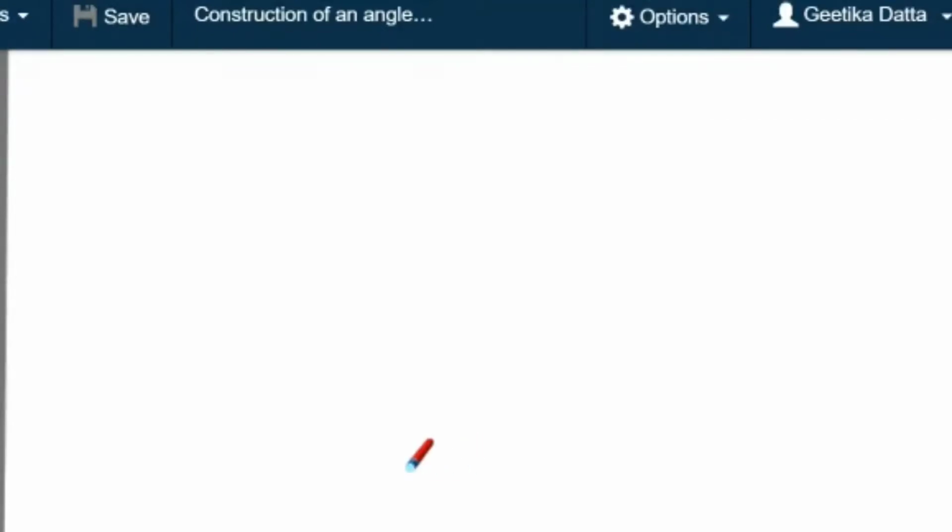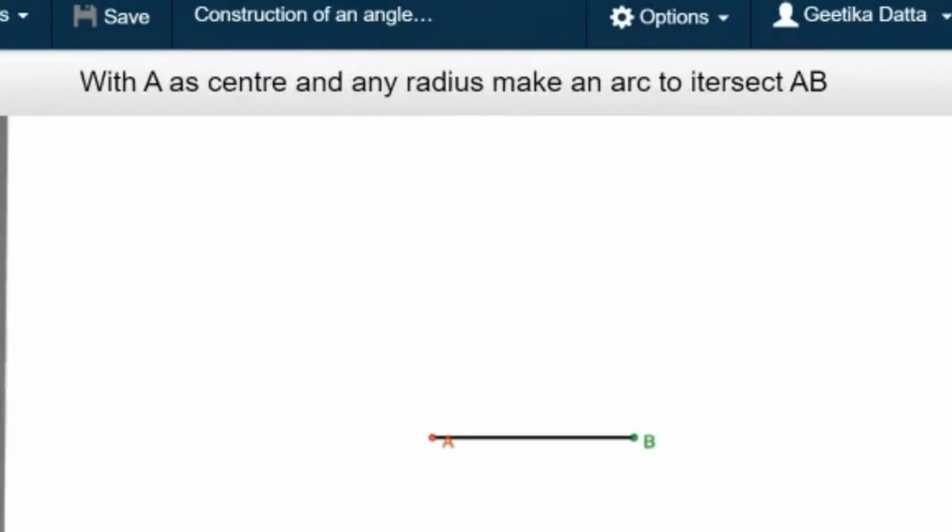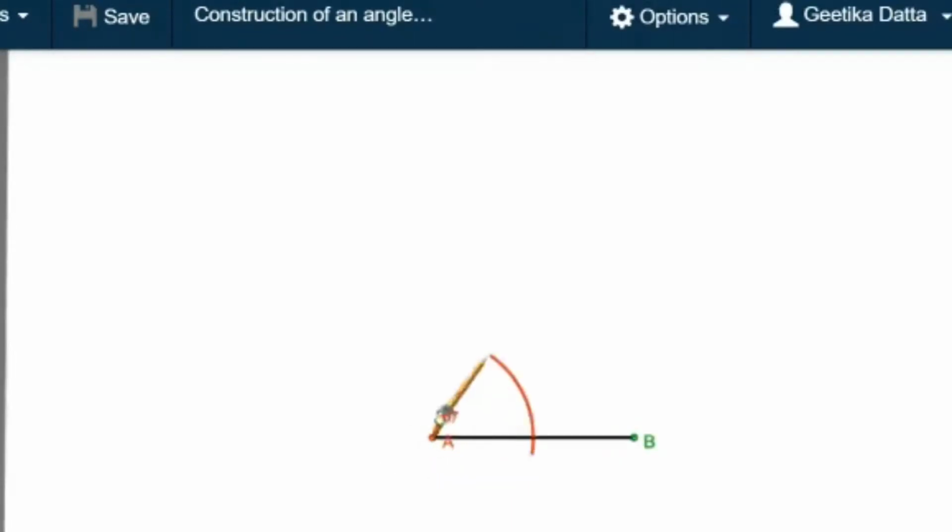So I take a point A and I take a point B. I join them with the ruler to get the line segment AB. My next step is that with A as center and any radius, I make an arc to intersect the line segment AB at point C.